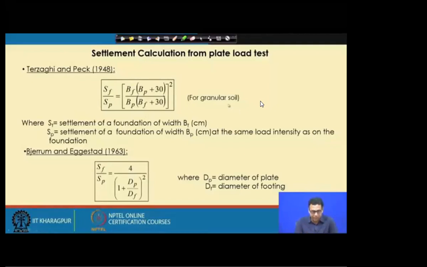Remember that this is for granular soil, and if we are using this correlation, then BP and BF, the width of the plate and the width of the footing, should be in centimeter. So, remember that this should be in centimeter. This is applicable for granular soil and for the footing. We can use this correlation to correlate the plate settlement and the foundation settlement, or for determination of the foundation settlement.